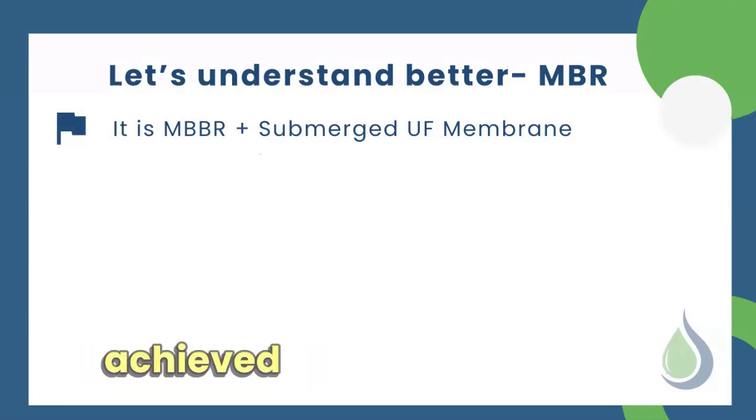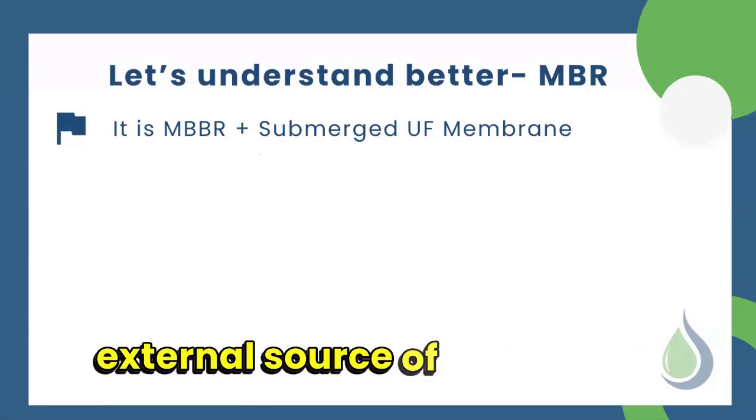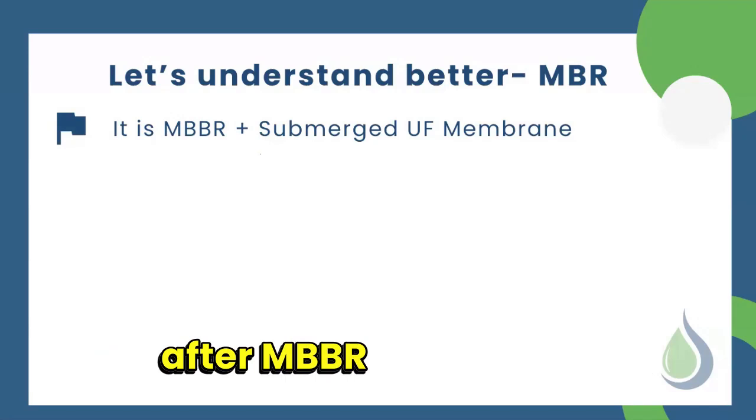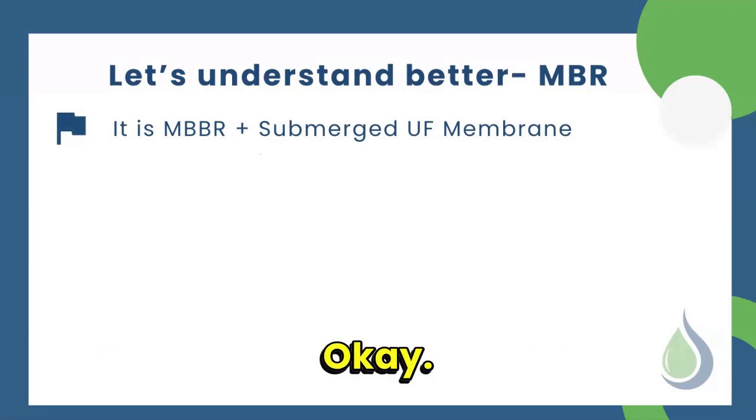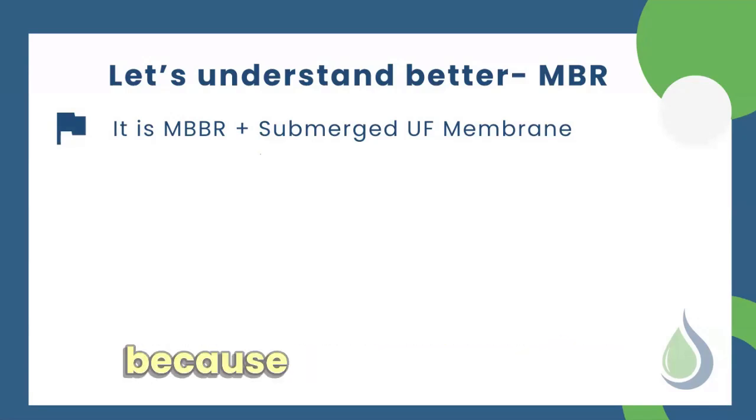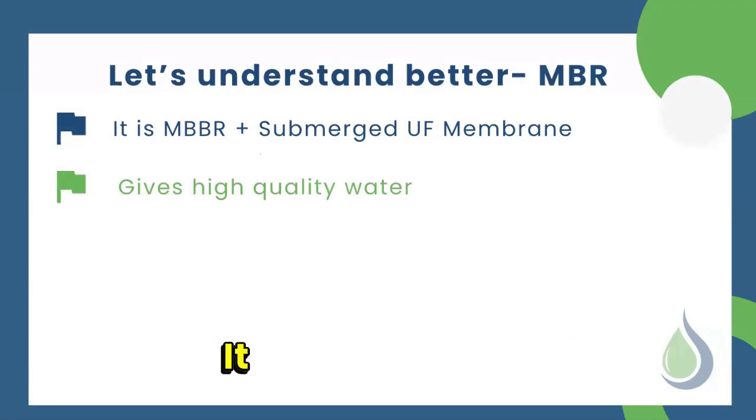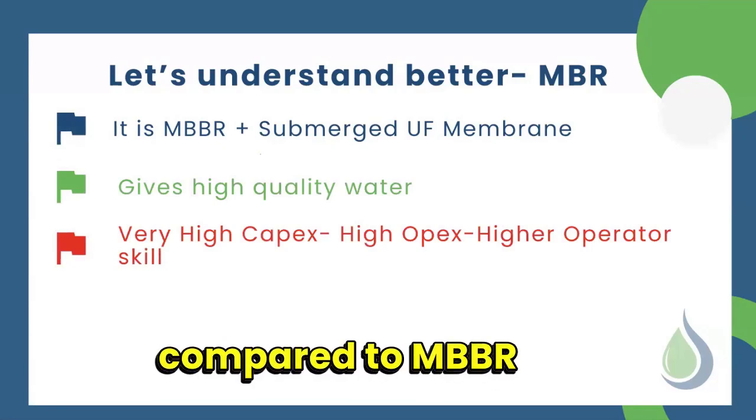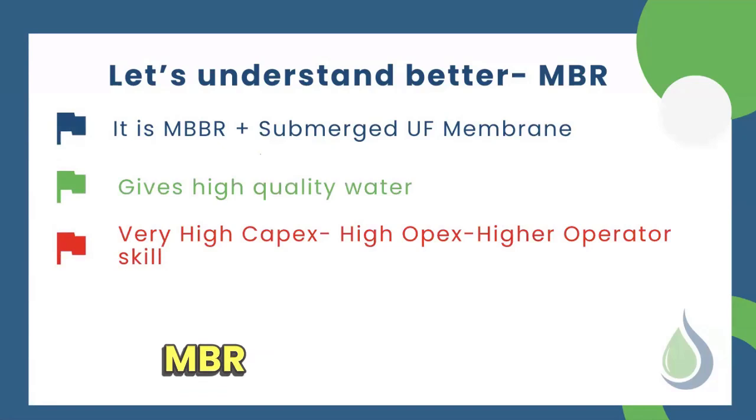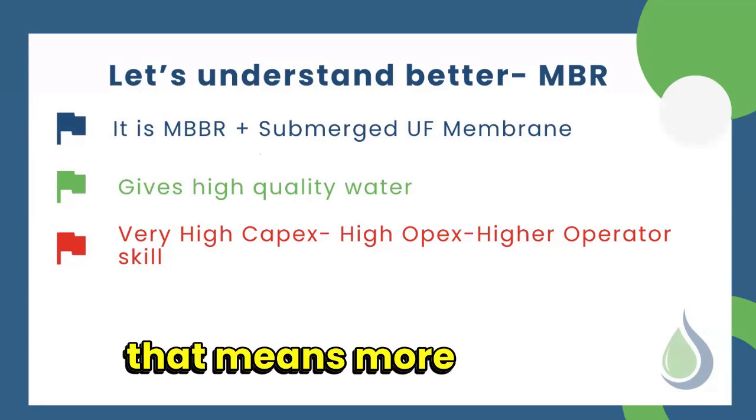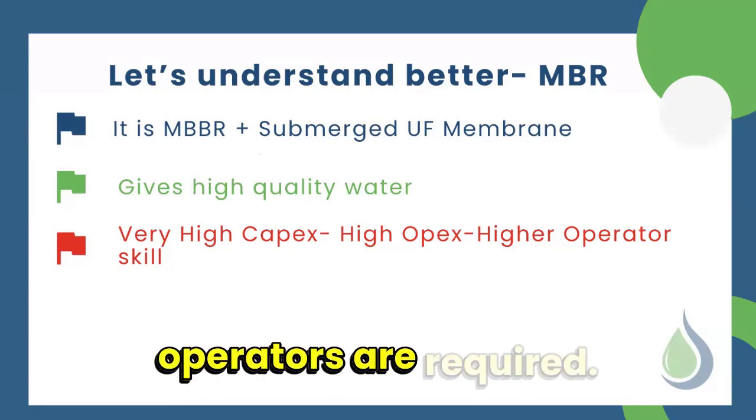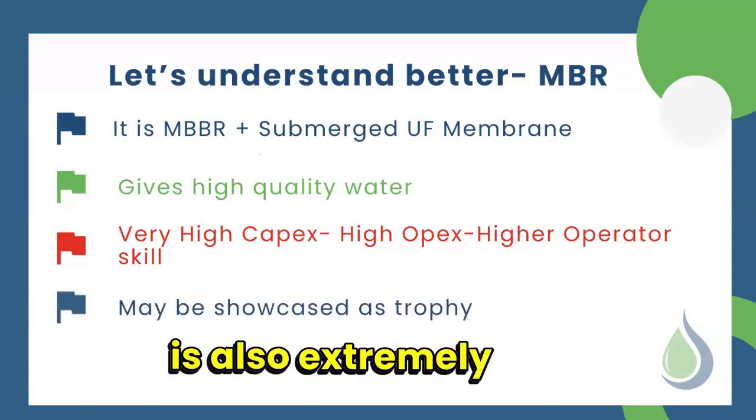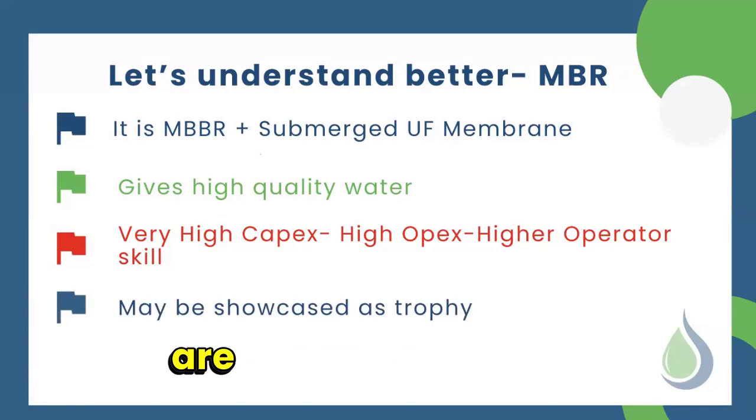The same result can be achieved even if you set up an external membrane after MBBR or after SBR. This is what most of us would be recommending because MBR is expensive. It gives you high quality water, but the capital cost is extremely high compared to MBBR, SBR. Your equipment cost in MBR is at least 3 to 4 times, and it has a lot of automation. So equipment plus automation means more operator skill. Highly skilled operators are required. The membrane replacement cost is also extremely high because very few manufacturers are there in the world.